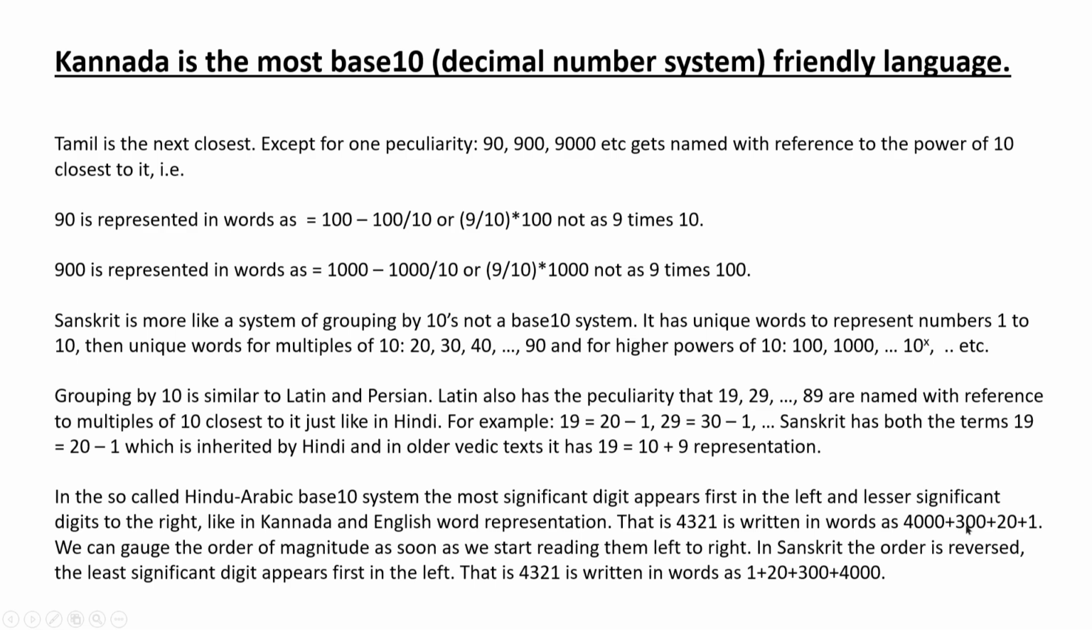So in this format, the good part is that we can gauge the order of magnitude as soon as we start reading the number from left to right. So the first word we read, we know it's 4000. So we know the order of magnitude of this number we are speaking about. In Sanskrit, the order is reversed. The least significant digit appears first on the left and then the higher orders appear to the right. So 4321 is written in words as 1 plus 20 plus 300 plus 4000. In order to gauge the whole number we have to read the whole number. It's not like we get the order of magnitude or rough approximation just by reading the first word.